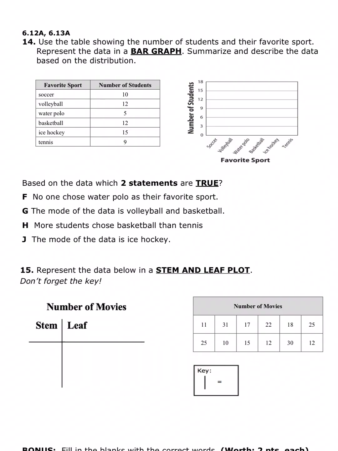Based on the data, which two statements are true? F. No one chose water polo as their favorite sport. G. The mode of the data is volleyball and basketball. H. More students chose basketball than tennis. J. The mode of the data is ice hockey.